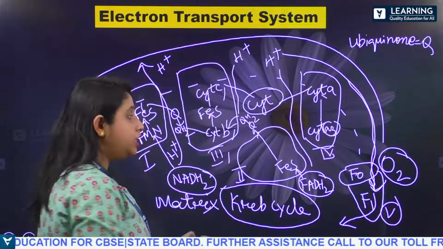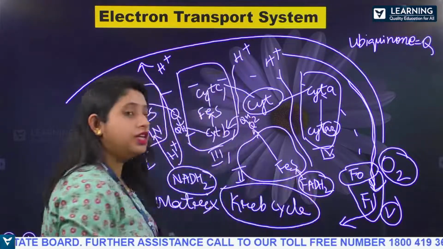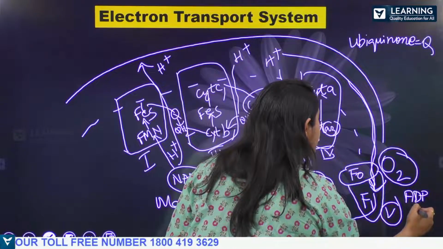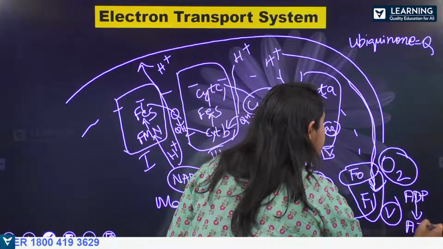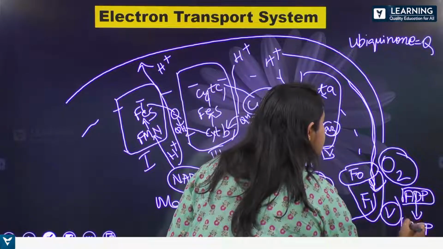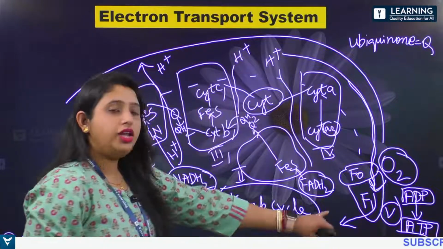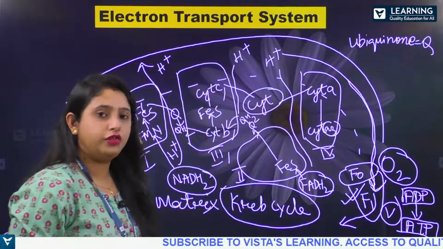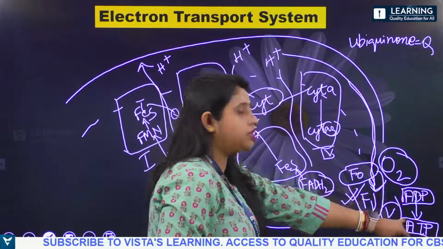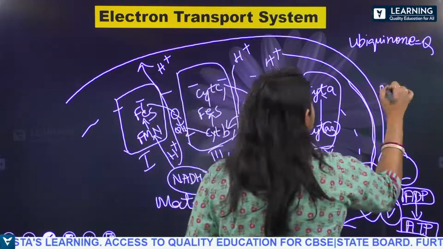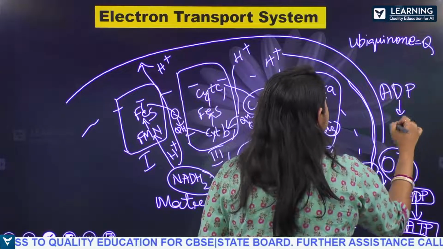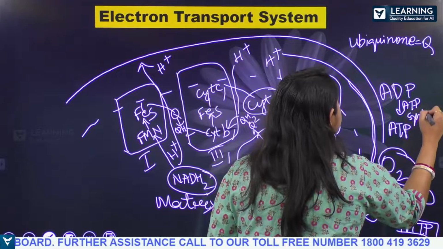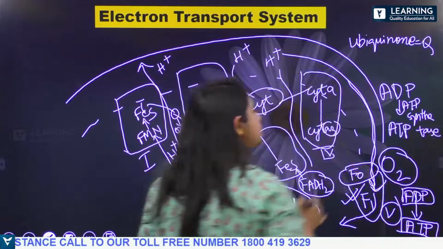Now in this process, what do the F0 and F1 particles use? They use ADP and convert it into ATP with the help of the enzyme ATP synthase. So ADP is finally converted into ATP here in complex 5. In complex 5, finally the ADP is converted into ATP with the help of the ATP synthase enzyme.